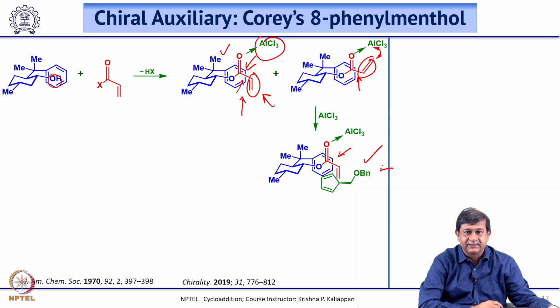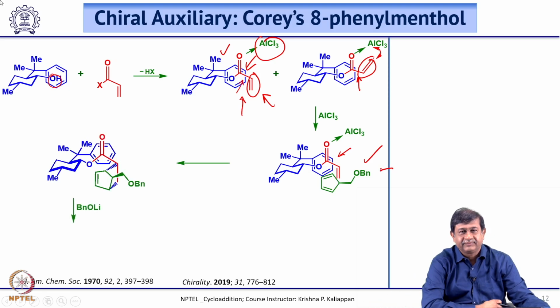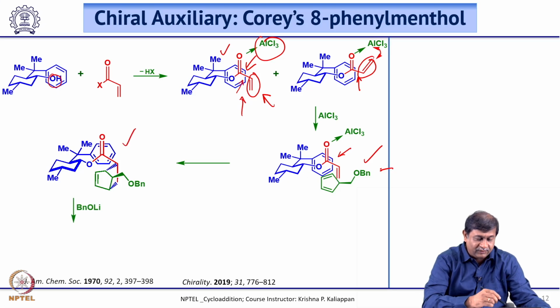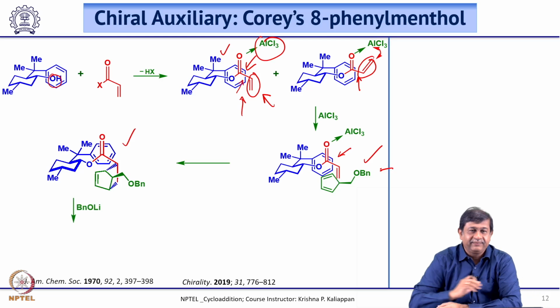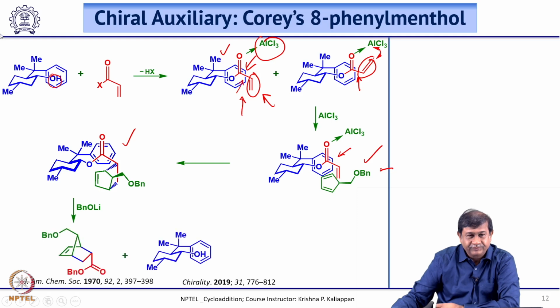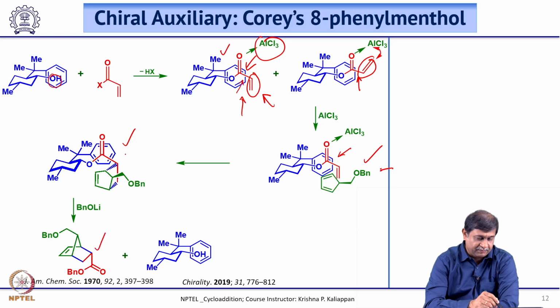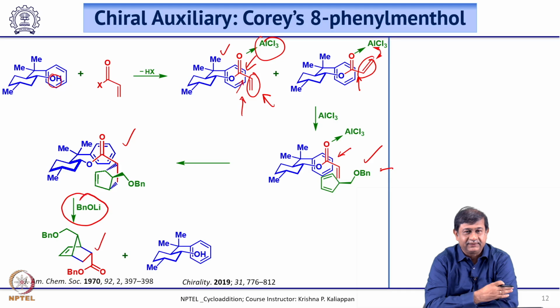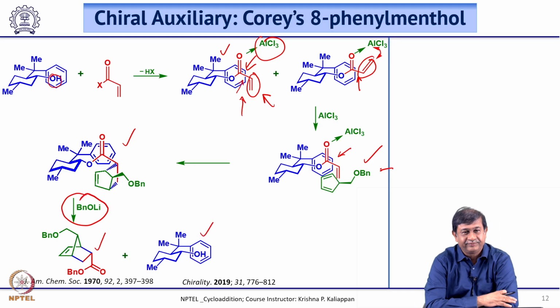So what we get is this product. I will leave it for a few seconds. So then you can see this is what you get. So once you have this, you can cleave the chiral auxiliary with lithium benzyloxide. Okay. Now you get the corresponding ester. So this product can be cleaved with this reagent so that you get the ester and also release the 8-phenyl menthol.